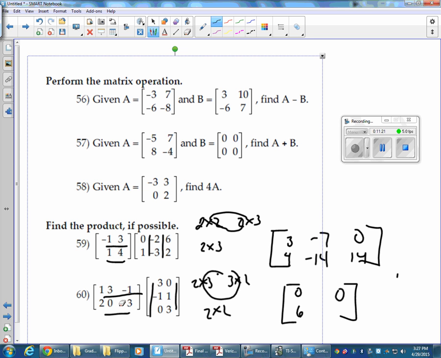2 times 0 is 0. 0 times 1 is 0. 3 times 3 is 9. So 0 plus 0 plus 9 adds up to 9. So my answer for number 60 is this 2 by 2 matrix.